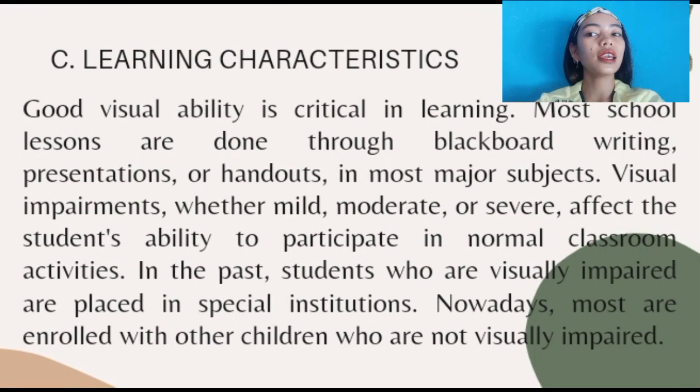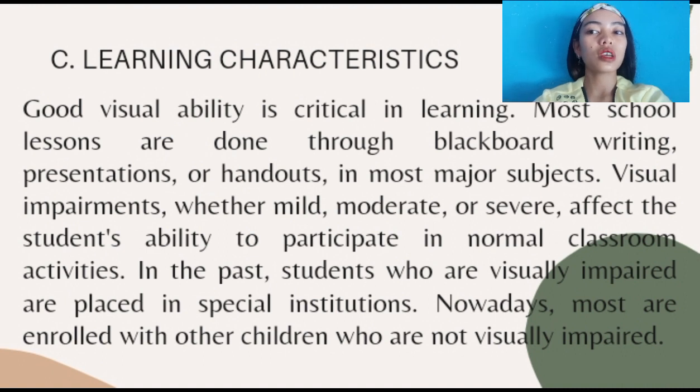Next is learning characteristics. Good visual ability is critical in learning. Most school lessons are done through blackboard writing, presentations, or handouts in most major subjects. Visual impairments, whether mild, moderate, or severe, affect the student's ability to participate in normal classroom activities.